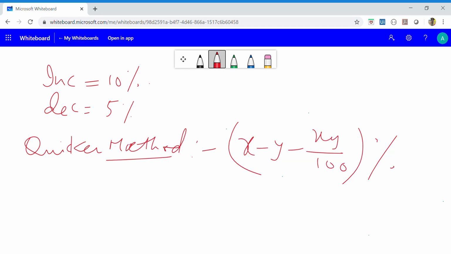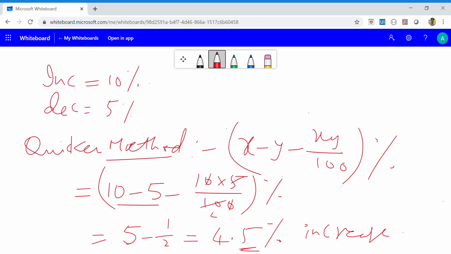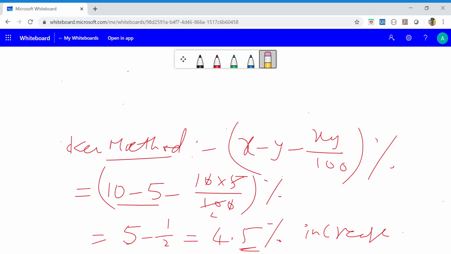So here x is the increased value, 10. What is y? The decreased value, 5. Minus 10 into 5 by 100%. 0, 0 cancel. 5 ones are 5, 5 twos are 2.5. Then 10 minus 5 is 5, minus half is nothing but 4.5. 4.5%. As the sign is positive, you will get an increase in salary. He got a 4.5% increase in salary. Okay. One more example I will give.